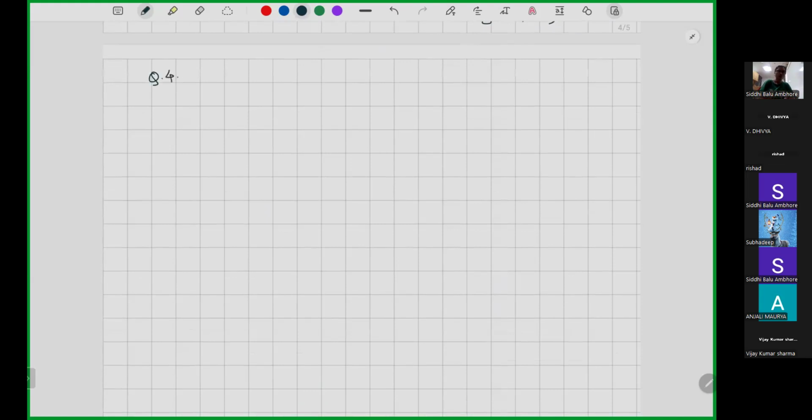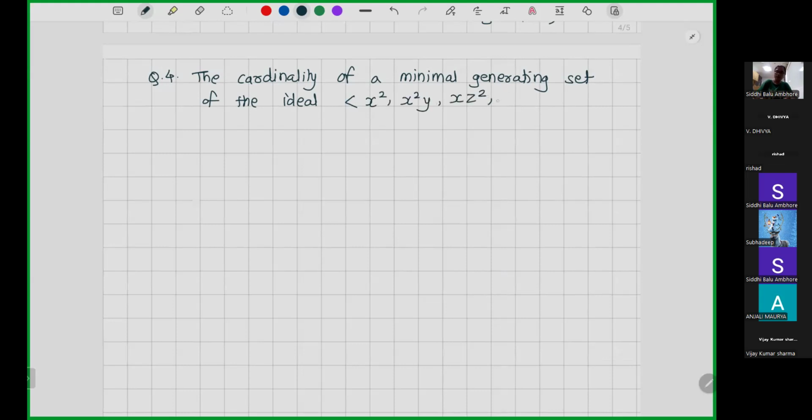Now, question 4. We have to find the cardinality of a minimal generating set of the ideal x square y, x z square, and x square z, of the ring K[x,y,z].